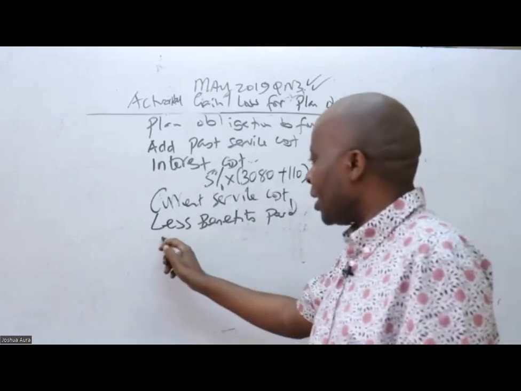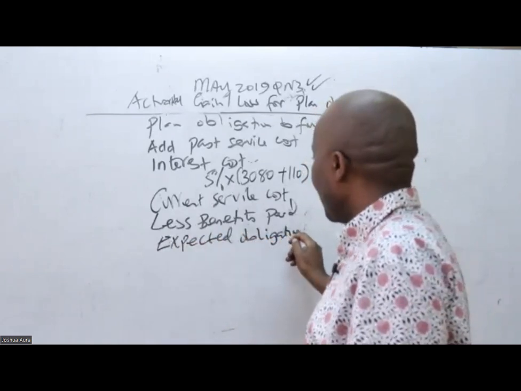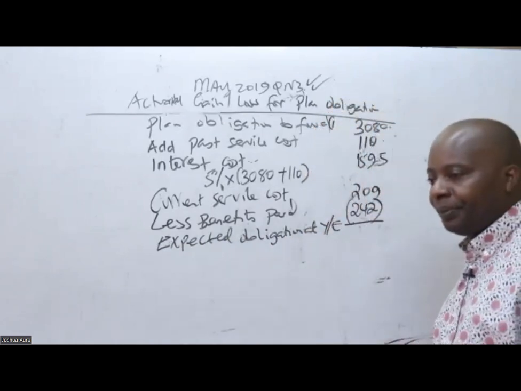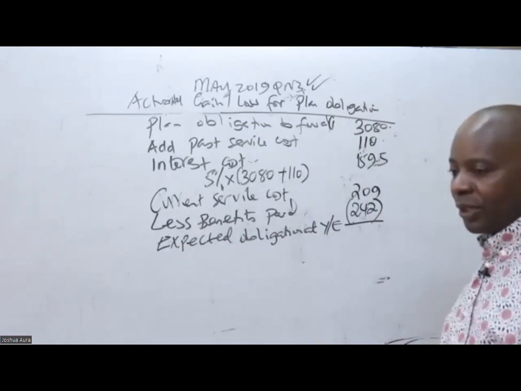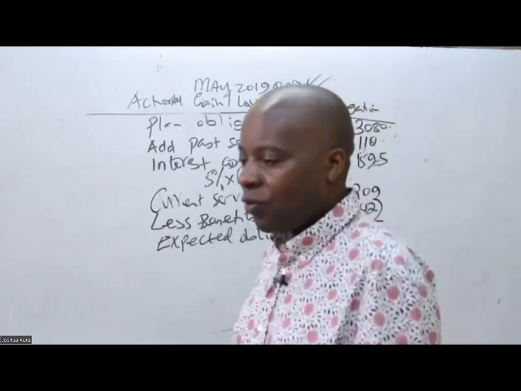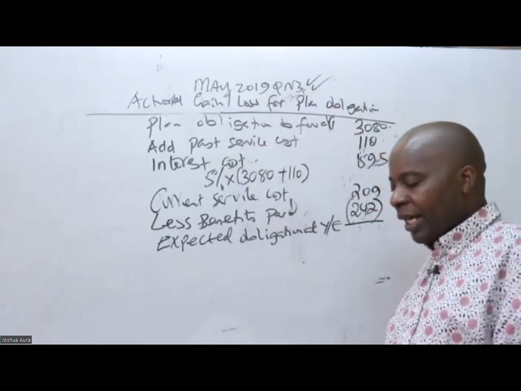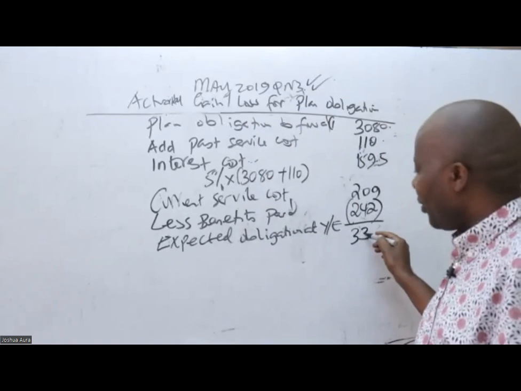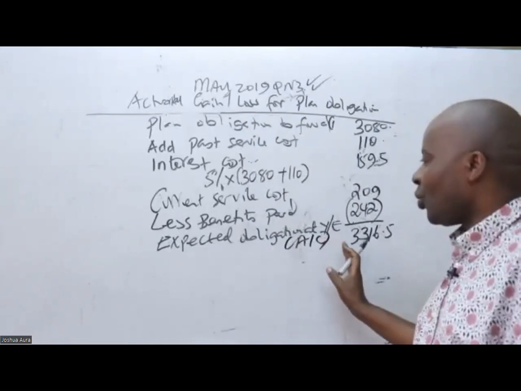So we have here the expected obligation at year end. Please take all of them, and then you subtract the 242. So according to this lady called Elizabeth, it is 3316.5. Thank you very much. So this is what you expect as an accountant.